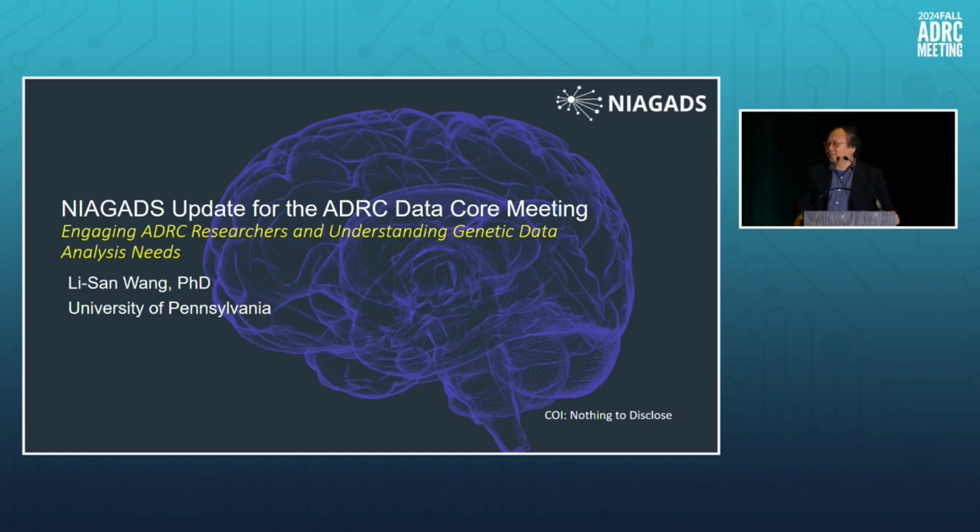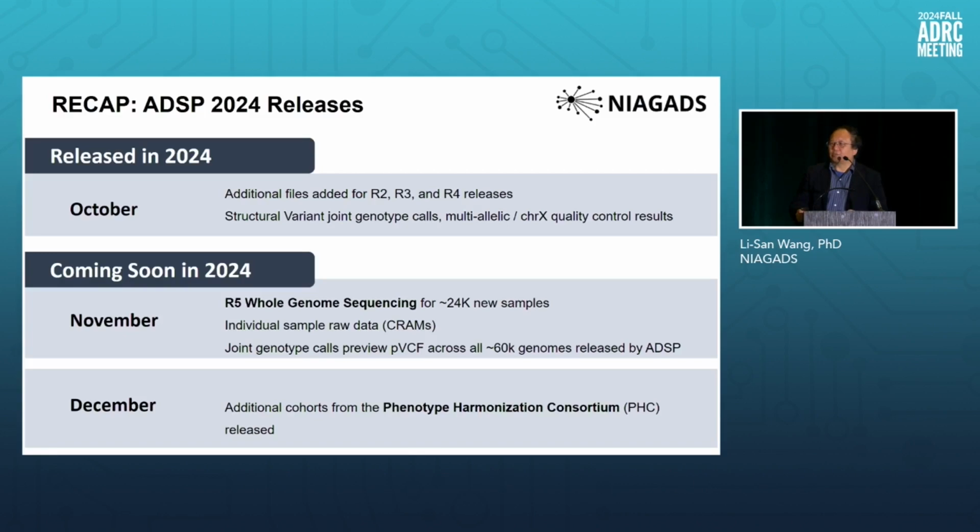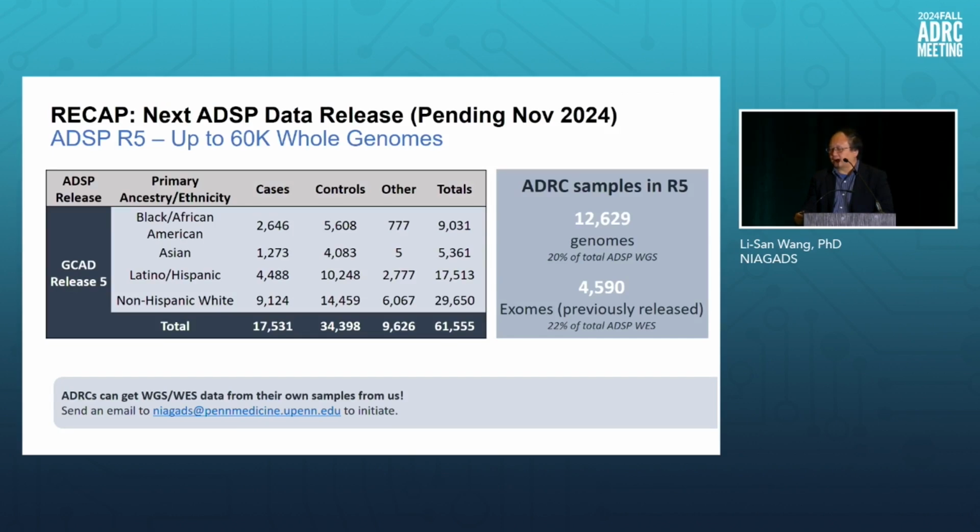Thanks, everybody. I'm so glad to have this chance to talk a little bit more about what NIAGADS does, especially focusing on the technical aspects of data access. I'll be really brief. Some slides you saw yesterday, if you were at the director's session: we have just made one release of additional files annotating and adding values, and we have two more releases, additional genomes and additional phenotypes. This will bring the number of genomes to about 60,000, and our team is working really hard to get it out next month.